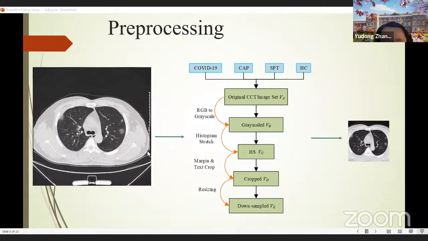In some pictures, we have patients' names, ages, genders, and other privacy information in the corners. So we also need to crop all this private information. This process we call margin and text crop. And finally, we resize all the images to the predefined sizes. On the rightmost of this slide, you can see what the pre-processed image looks like.